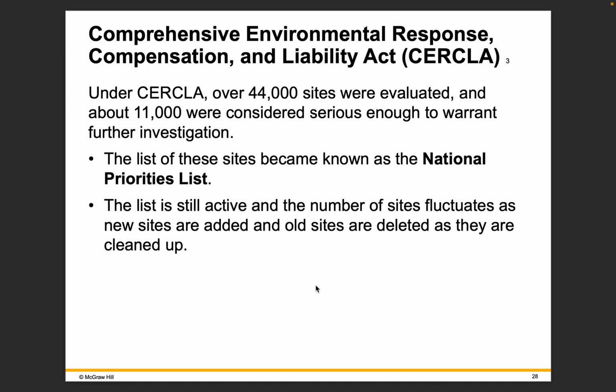What I'd like you to do is pause this video, see if you can Google and find the National Priorities List. Are there any Superfund sites that are located near us or in Michigan? Look and see. 11,000. It's quite a lot for 50 states.